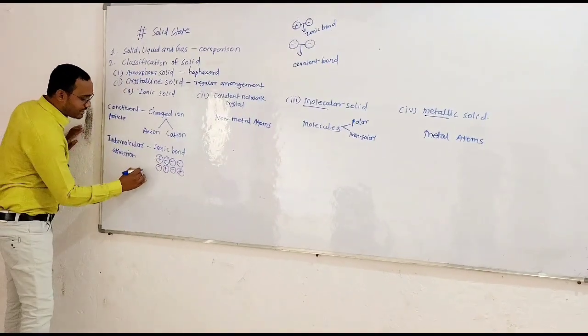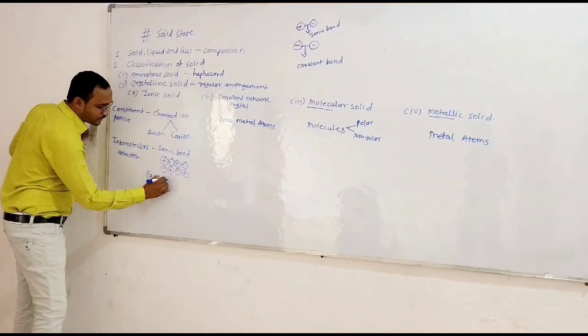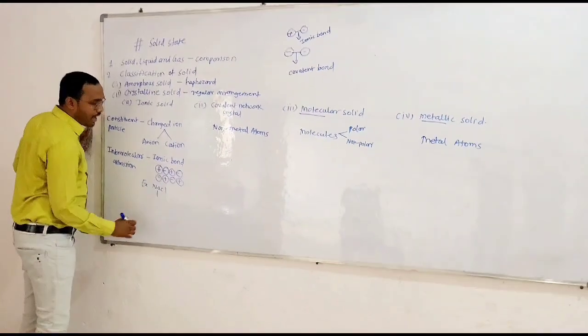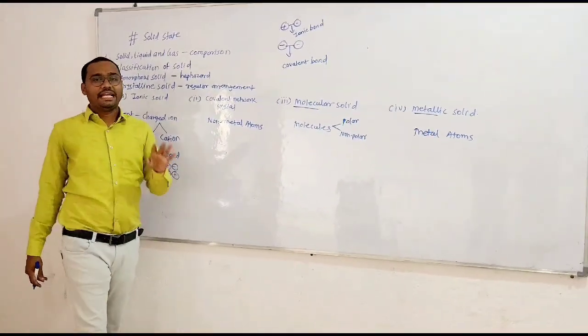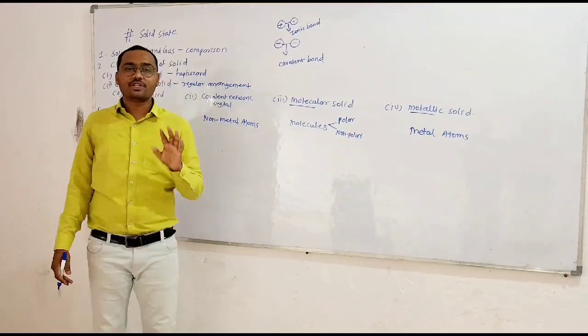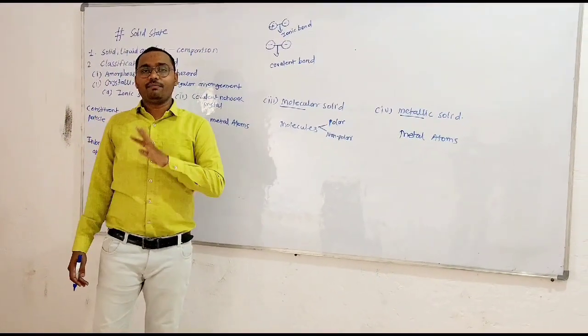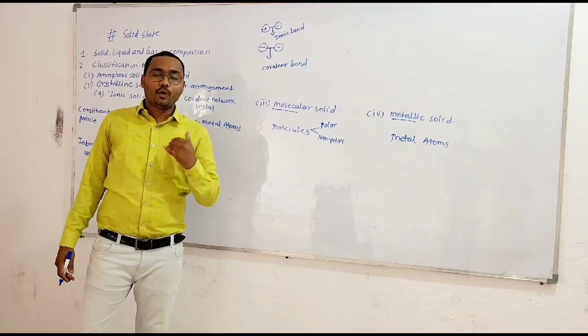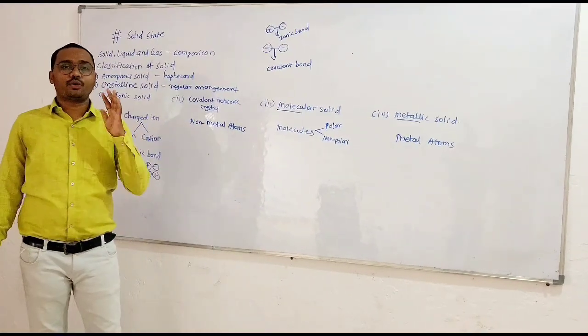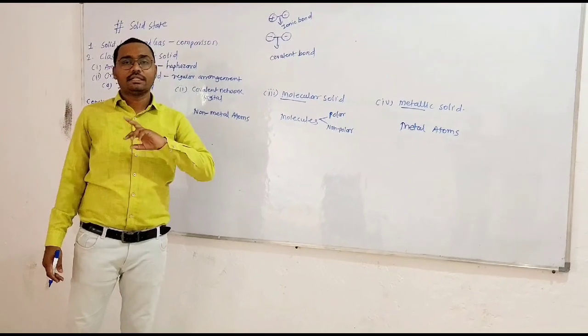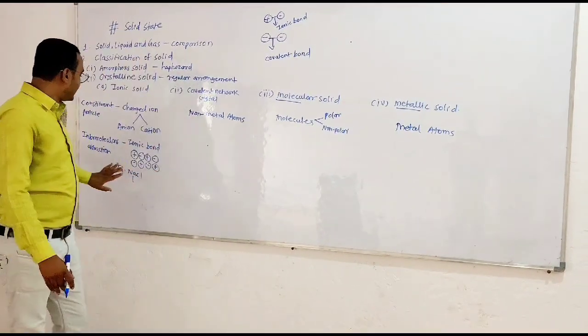Let's take the example of NaCl. In NaCl, a sodium ion is surrounded by 6 chloride ions, so the coordination number of the cation is 6. It is the same with the anion: a chloride ion is surrounded by 6 sodium ions, so the coordination number is 6.